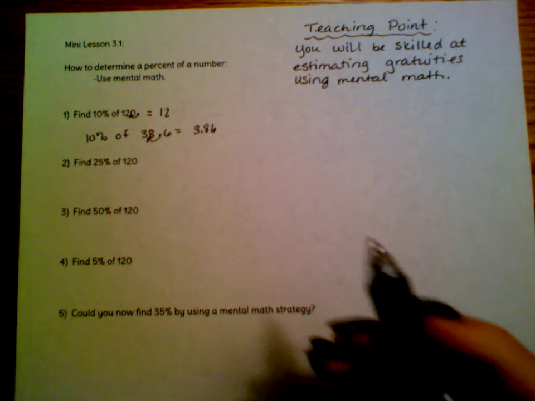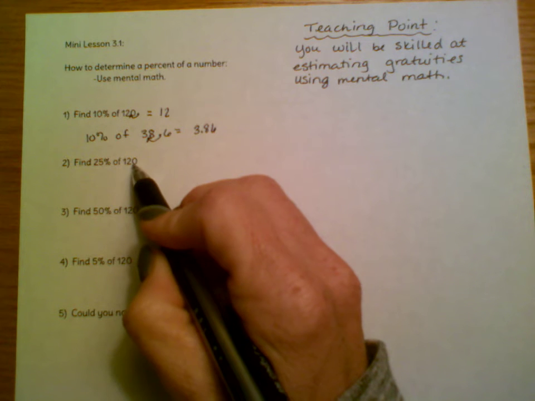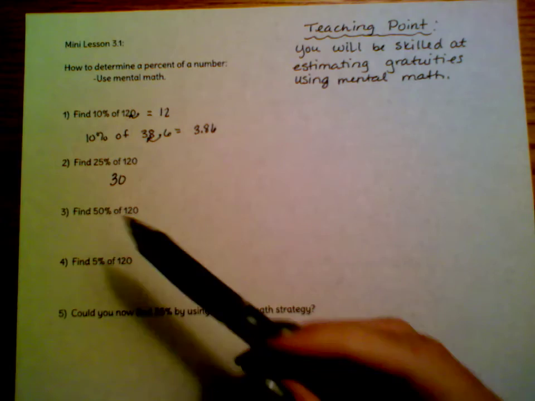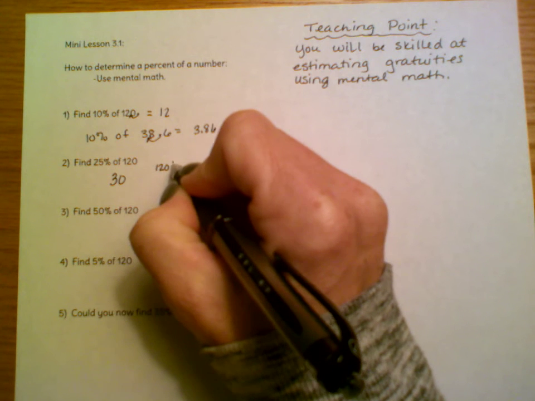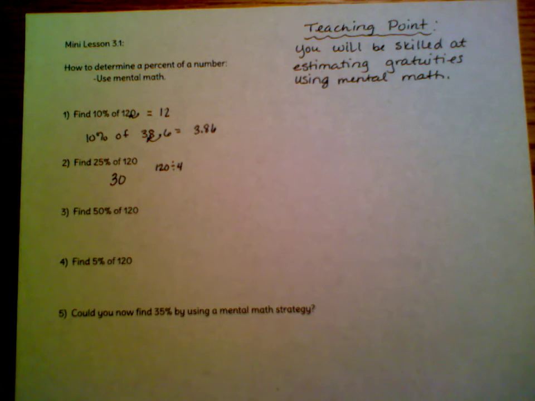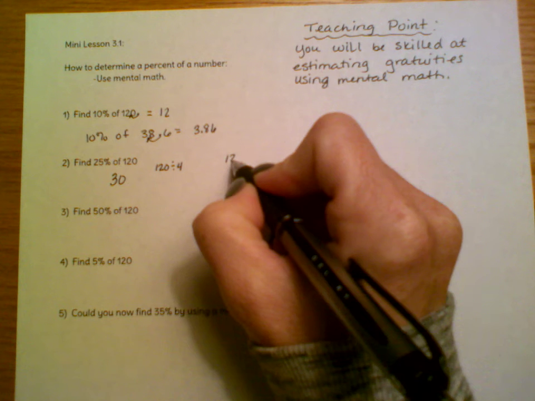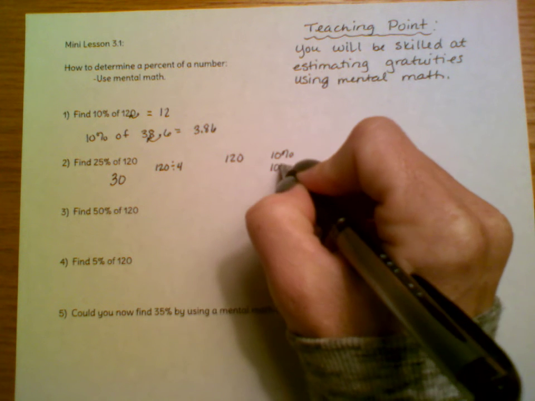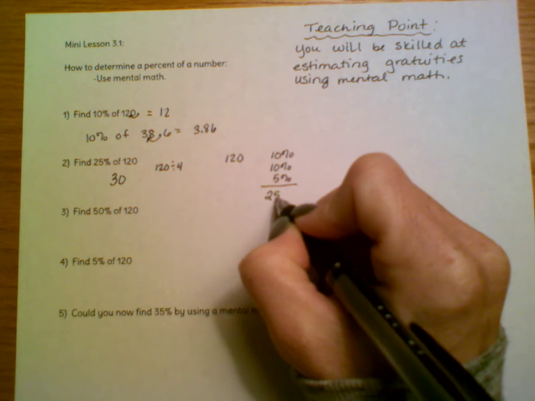25%, hopefully quite a few of you know that this is the same thing as a fourth. So if I broke this into 4 pieces, each piece would be 30. So I know I get 30. So one way to take 25% is really to take the 120 and divide it by 4. Or if I want to do what I did up here, I could take 120 and I could find 10%, 10%, and 5%. All these together would be 25%.